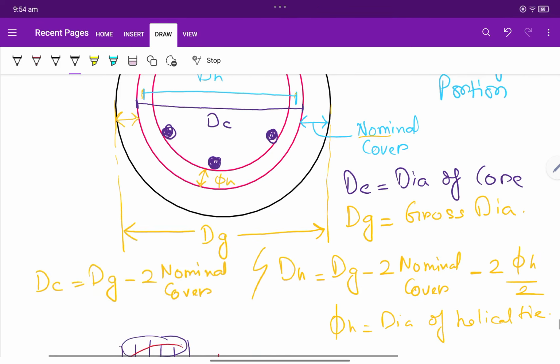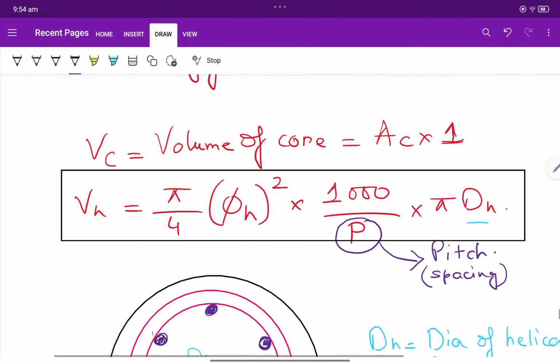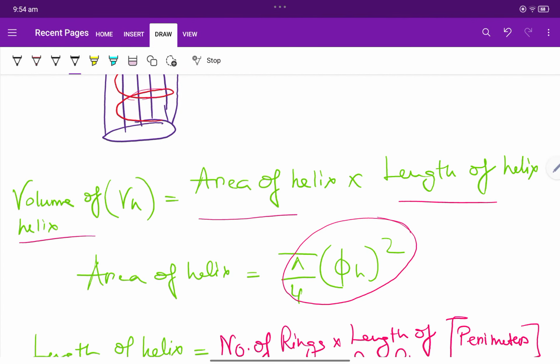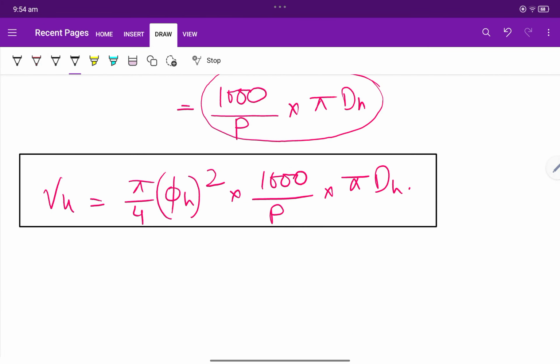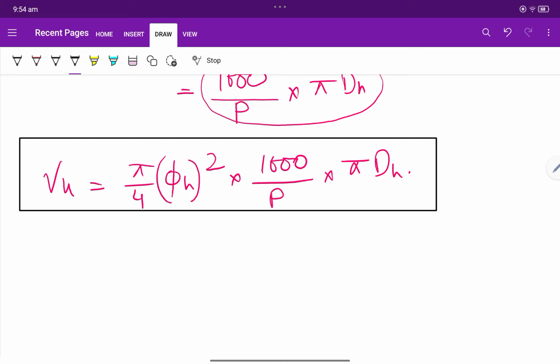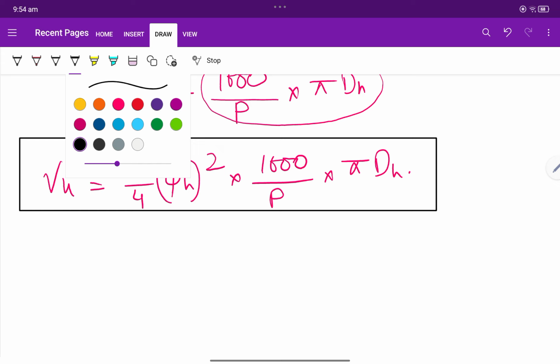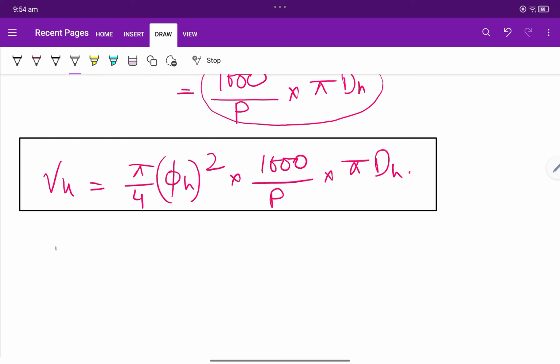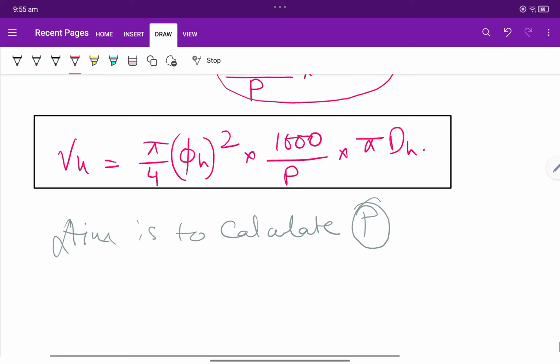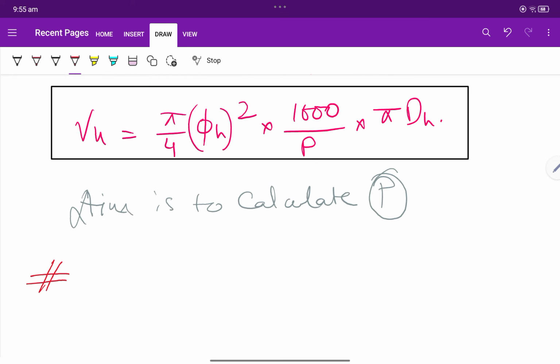The same thing we have written earlier also. So from here, our aim is to calculate p, the pitch. One thing is only left, that is we have to check for the pitch.